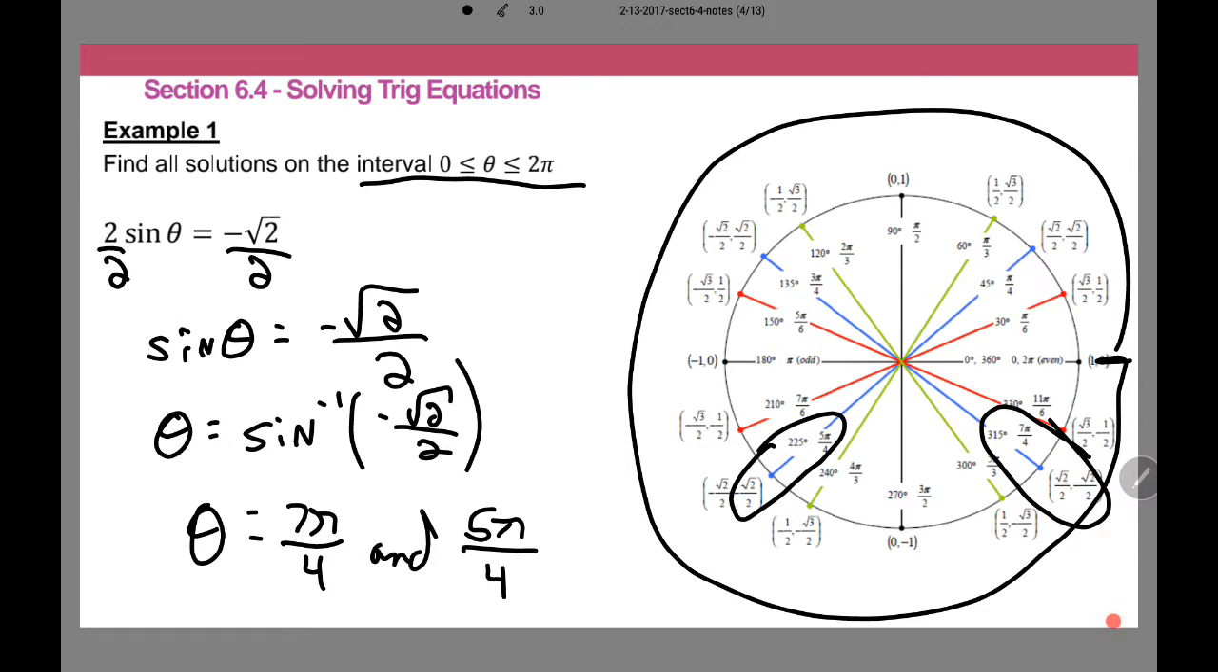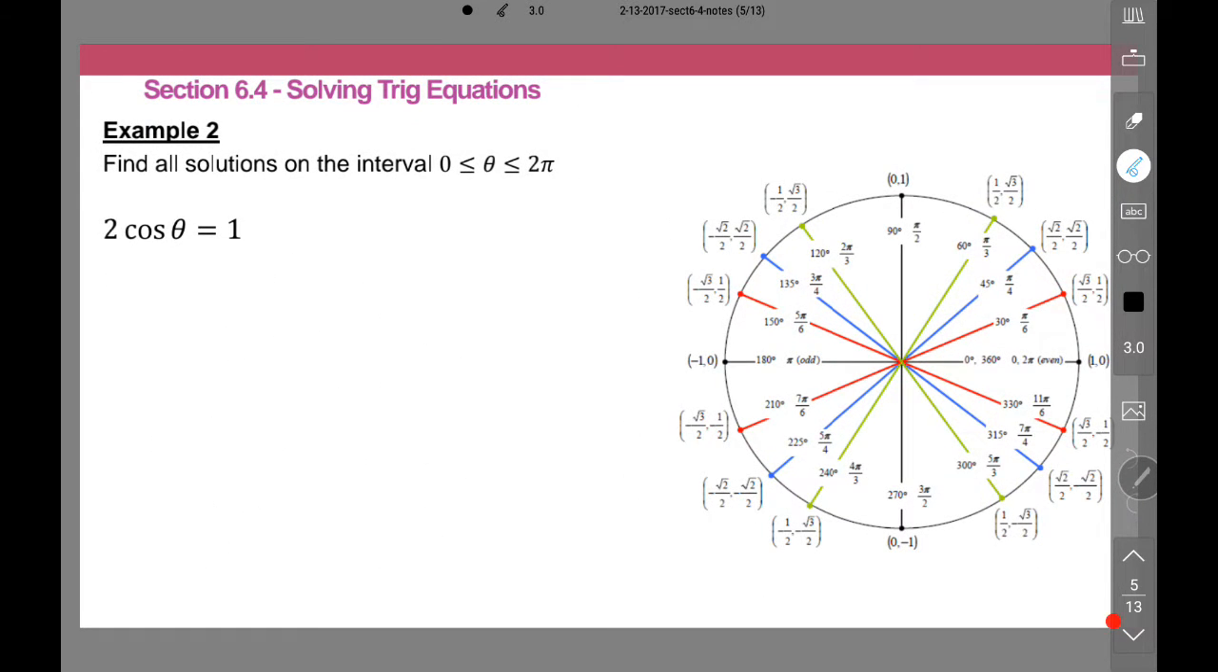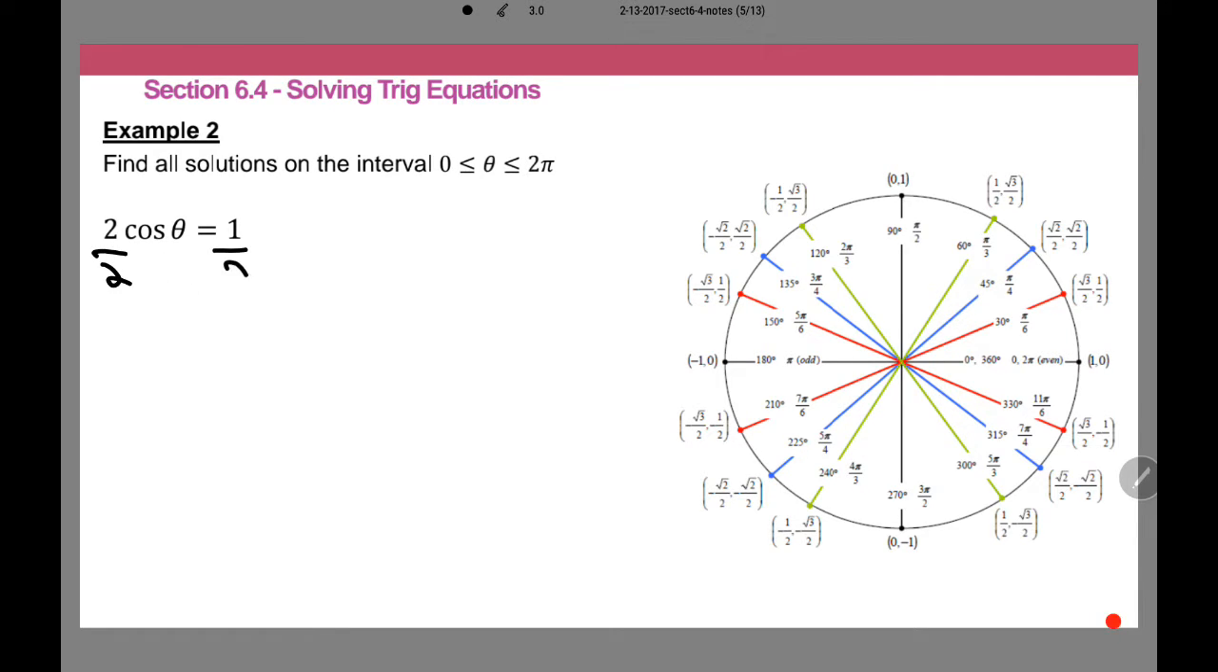So in the next few examples, the next example will be just about the same thing. We've got an equation. We're going between 0 and 2 pi. Then we got 2 cosine theta equals 1. So we divide both sides by 2. And we're left with cosine theta equals 1/2. So again, I can leave it like this. I can do the inverse cosine. I can write that down.